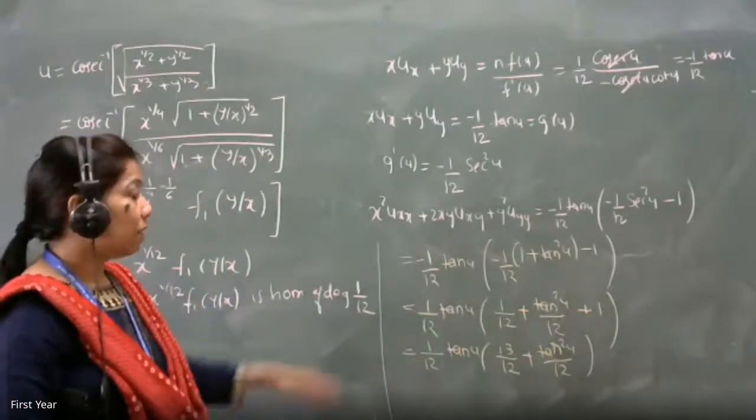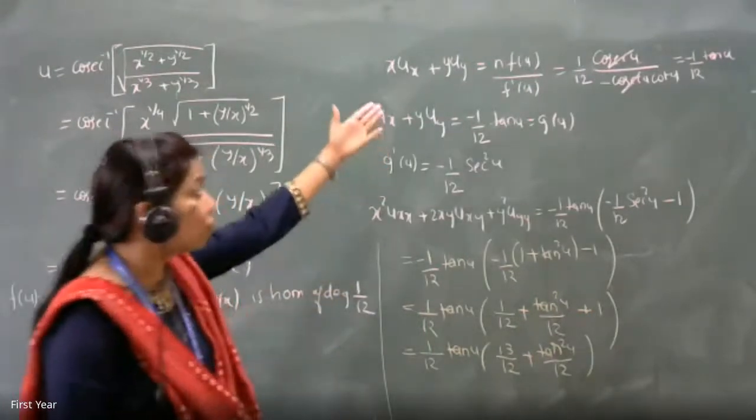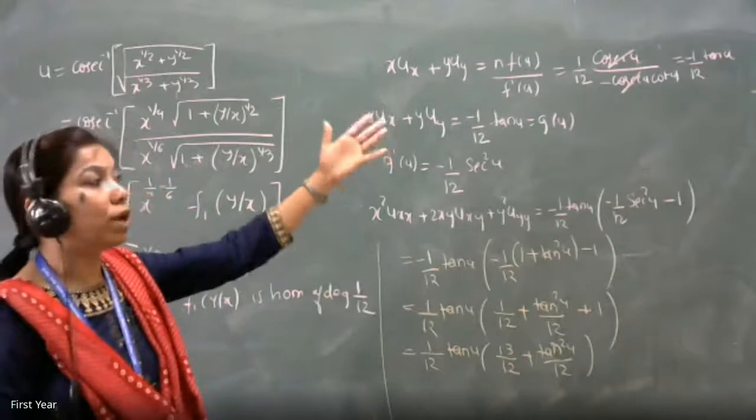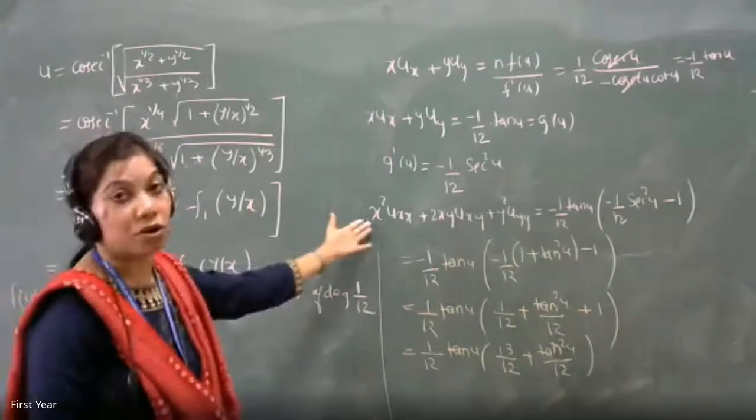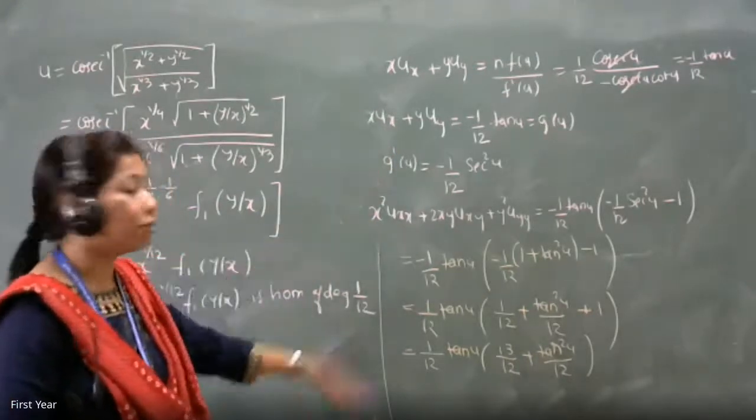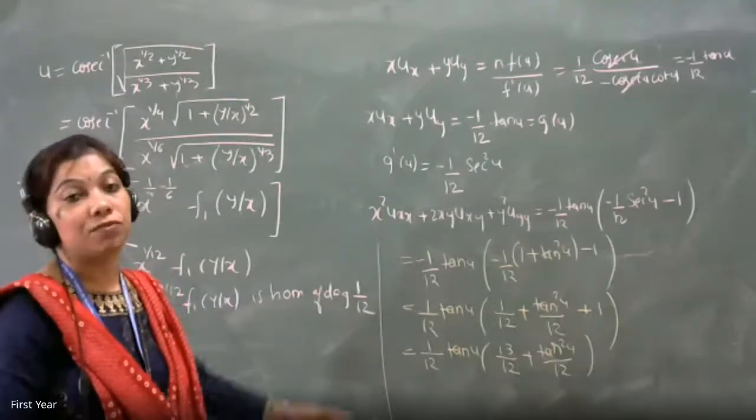And now if they give you g of u is minus 1 by 12 u, then what is the answer of second order? So g of u is this, so g dash of u you have to find and simplify and write it in this form. Is that okay? Yes, ma'am.